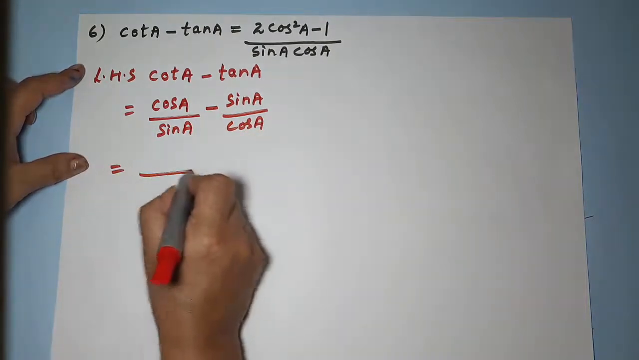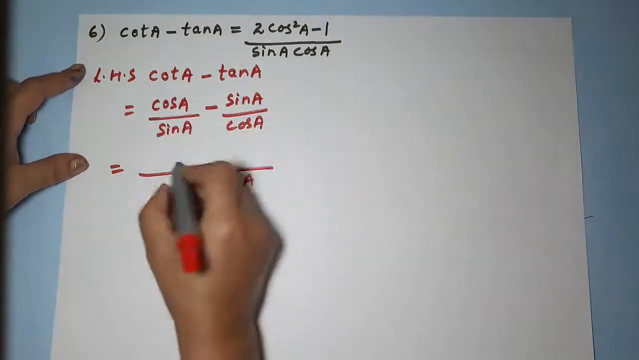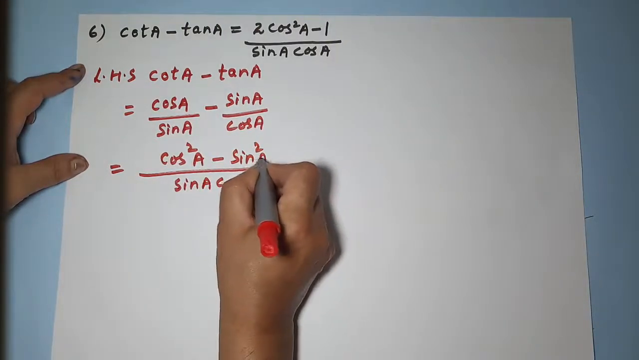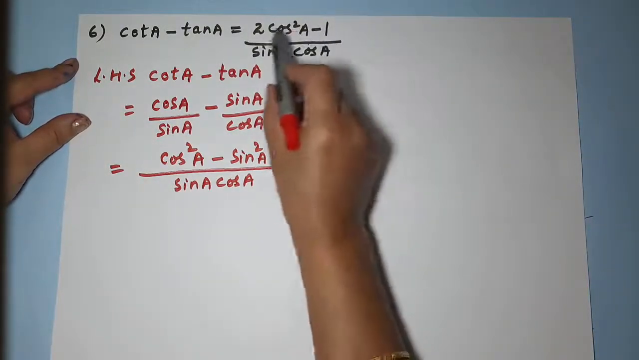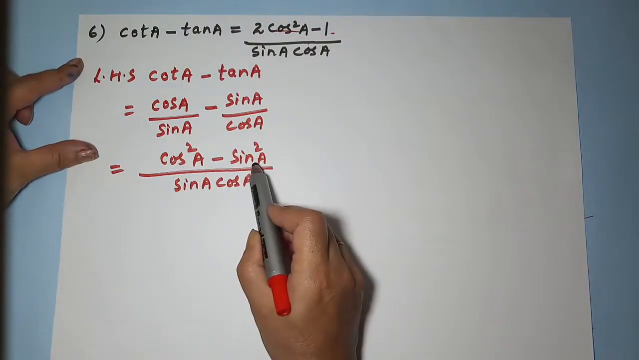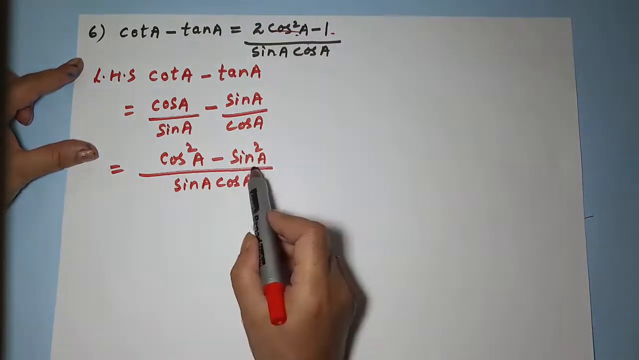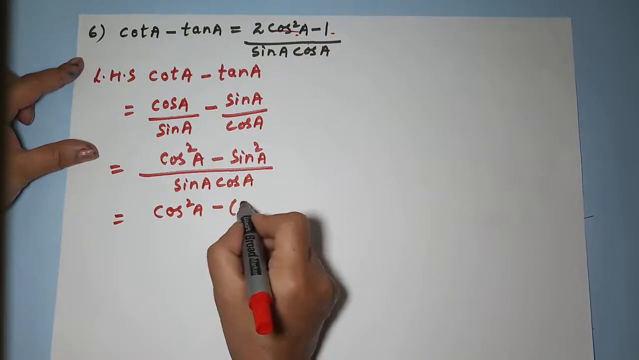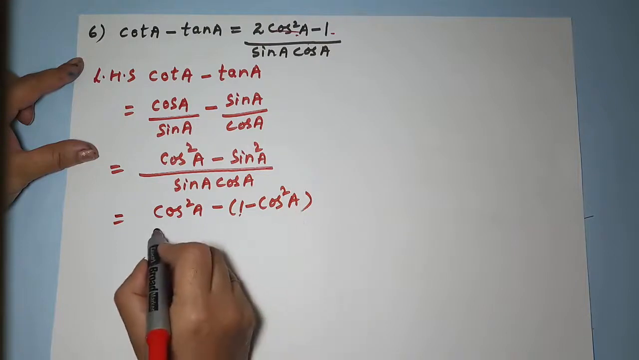So what will be my LCM? My LCM will be sine A cos A and here it will be cos square A minus sine square A. Now, when I take a look at my right hand side, I don't have sine square anywhere. I have cos square. So here I have cos square and sine square also. So what I will do is I will convert this sine square. That's how you have to think. You have to link. So cos square A I will keep as it is and sine square A I will write in terms of cos square. So sine square A I can write as 1 minus cos square A, right?